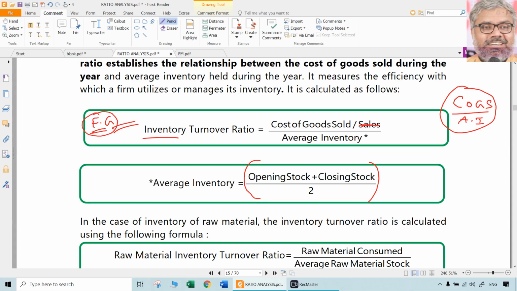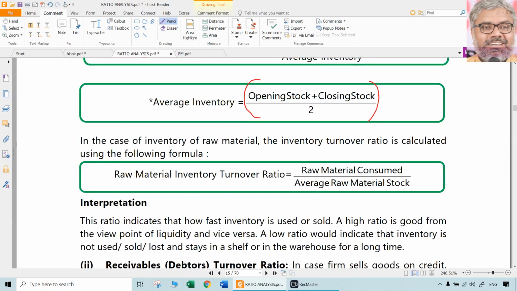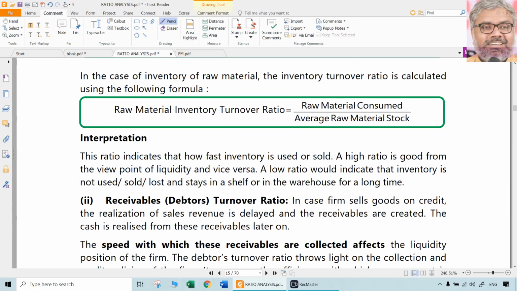Why? Because we are taking cost of goods sold in the numerator. Which goods will be sold? Finished goods will be sold. What is the cost of them, divided by average inventory, will give us inventory turnover ratio. Then, what if you want to know the raw material inventory turnover ratio?